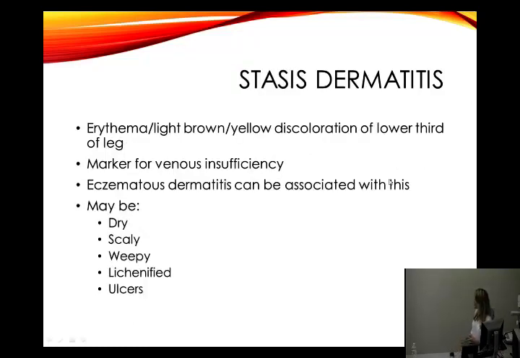So stasis dermatitis is something that we can see in our older patients. It can be erythema, light brown, yellow discoloration of the lower third of their leg. This is a marker for venous insufficiency. Sometimes they can have eczematous dermatitis with it, like they will have a lot of itching in these areas as well. So the lower third of their legs are discolored. They can be dry, scaly, sometimes weepy if it's infected, lichenified, and they can get ulcerations in these areas.